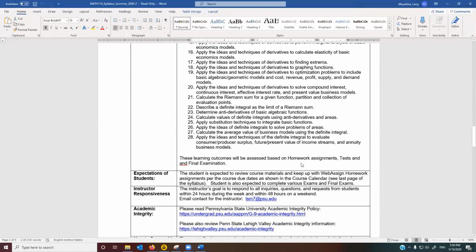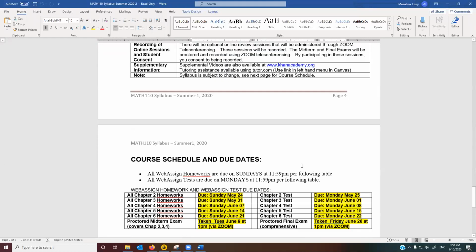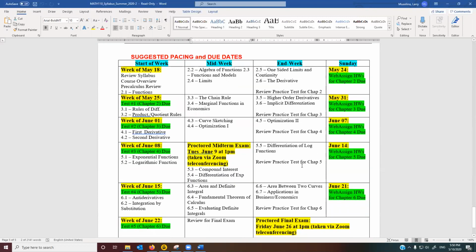All right, I'm going to scroll down to the calendar. And folks, this is going to show you the breakout of what we're going to be covering each week for the 6 weeks of our summer semester. So you can see the first week, we're basically going to be covering chapter 2. Then there's going to be homeworks that are due on Sundays. So all of the homeworks in the course will be due on Sundays.